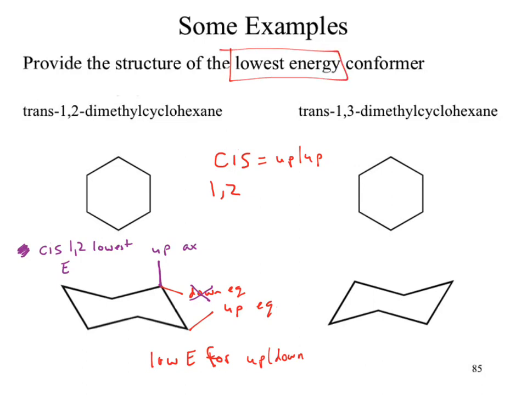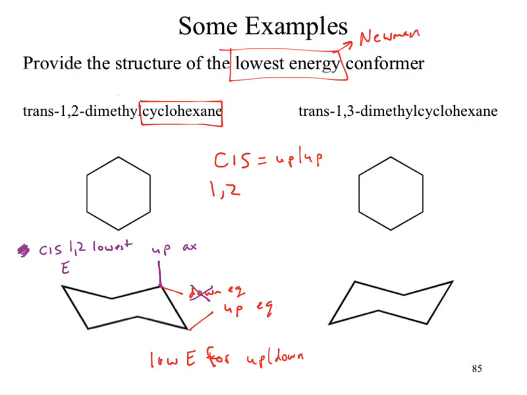Lowest energy conformer. So "lowest energy" should immediately be a red flag for Newman projections. Right? The next part is it says cyclohexane. Right? And you should be going, oh my god, I hate drawing Newman projections for a cyclohexane. I really hope I don't have to do that.